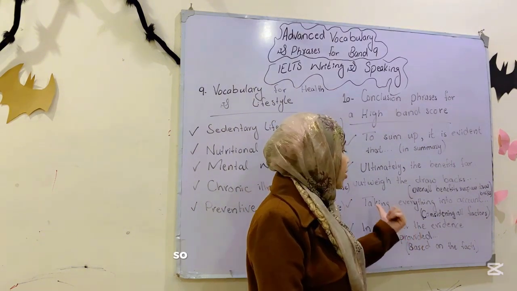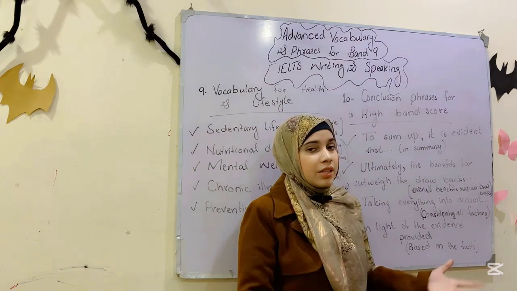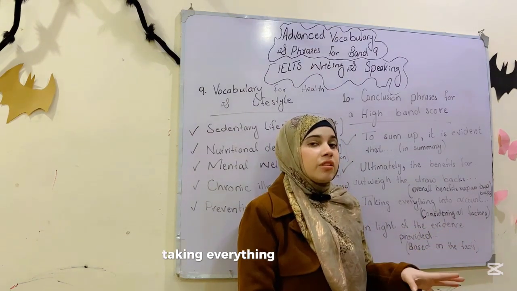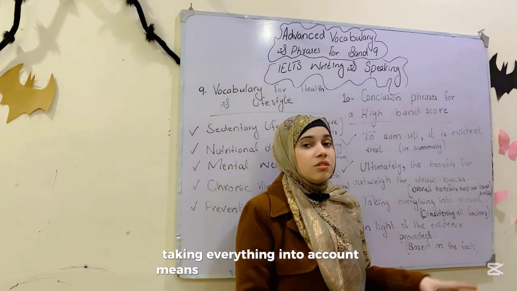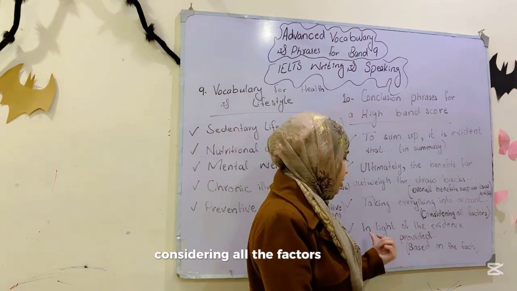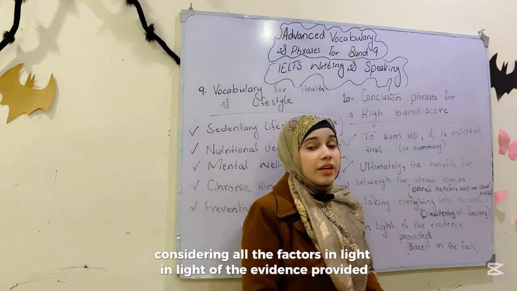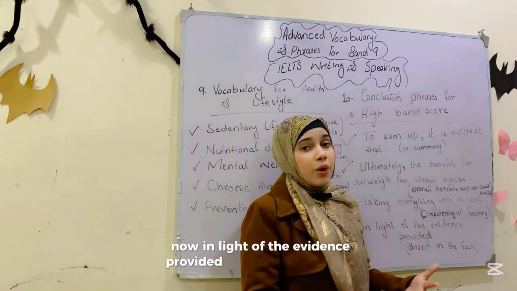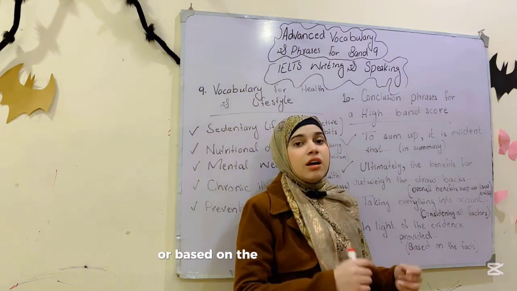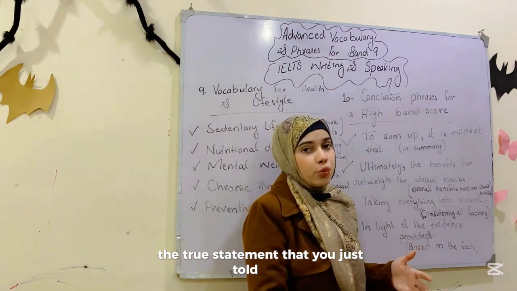Okay, so taking everything into account. That means considering all the factors. Taking everything into account means taking all the factors into consideration. Okay. In light of the evidence provided. In light of the evidence provided means based on the facts or based on the statements, the true statements that you just told.